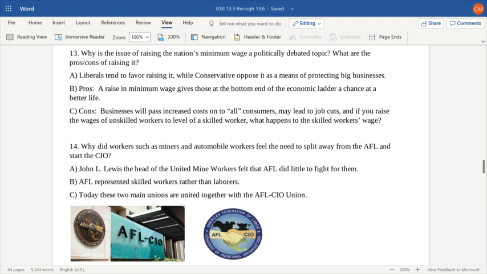Today, these two main unions have united together, as you can see there, the AFL-CIO, and you can see the symbol or emblem there on the right side where they're shaking hands and kind of unifying the union membership together. But this was not true in the 1930s. It's something that would come about a little bit later on in history.